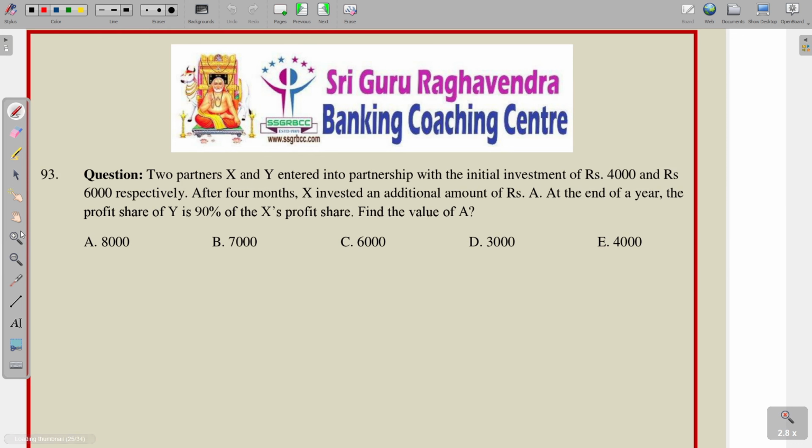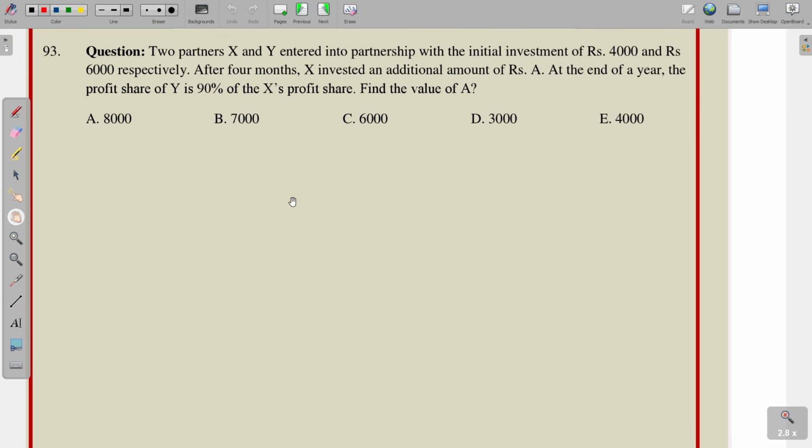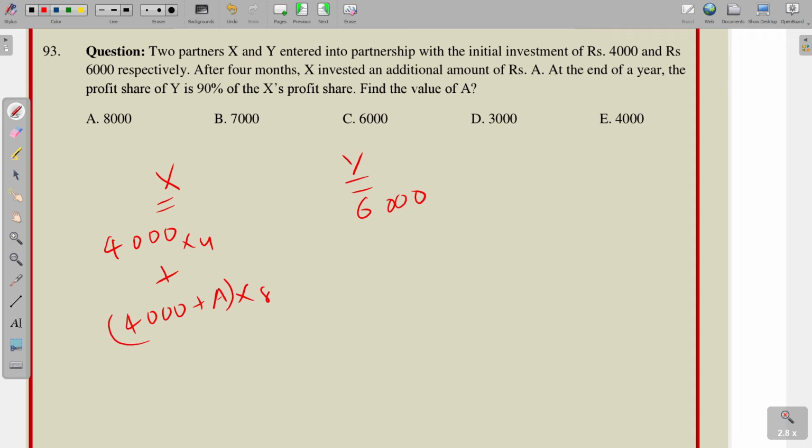Next question. Two partners x and y have initial amounts of 4,000 and 6,000 respectively. After 4 months, x invested an additional amount of a, and it runs up to 1 year. At the end of the year, the profit share of Y is 90% of X, which means this is 4 once, 4 twice, 4 three times.